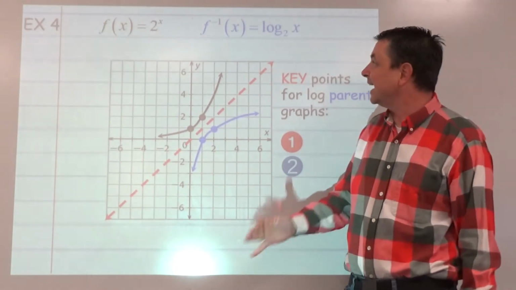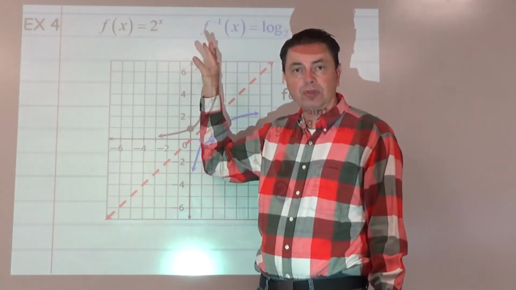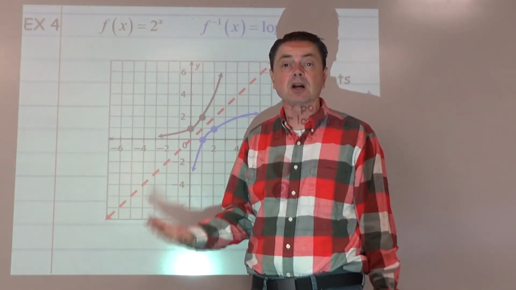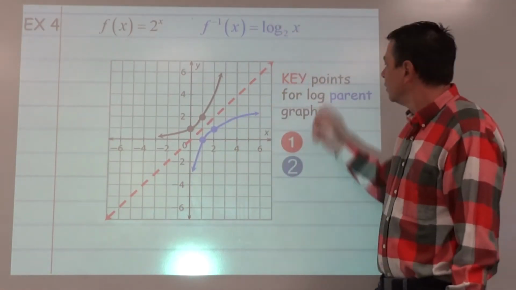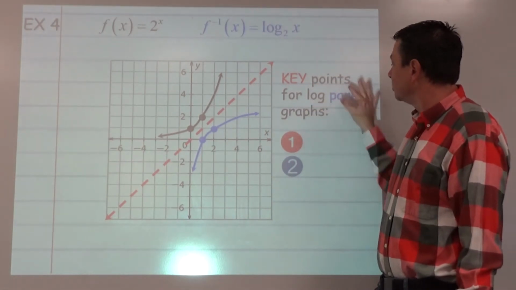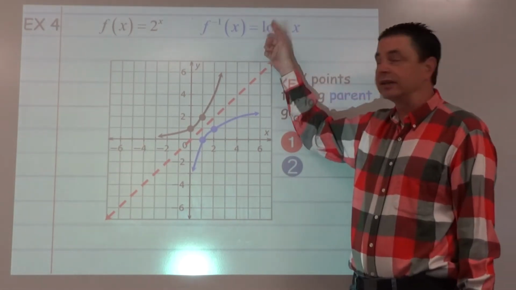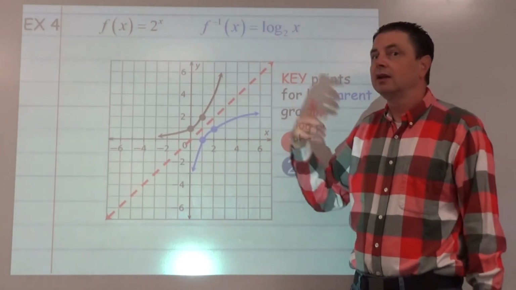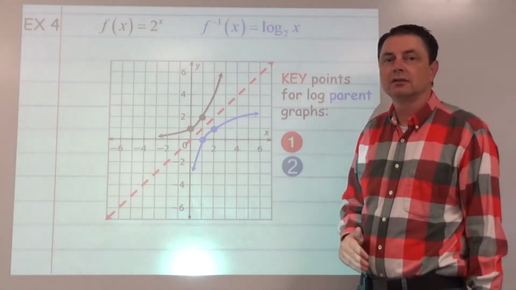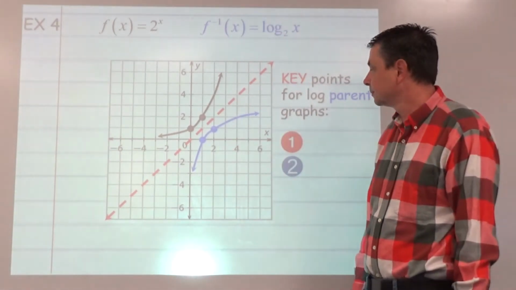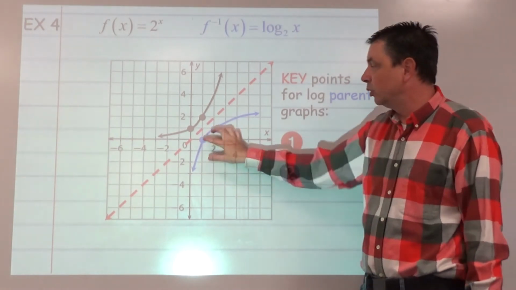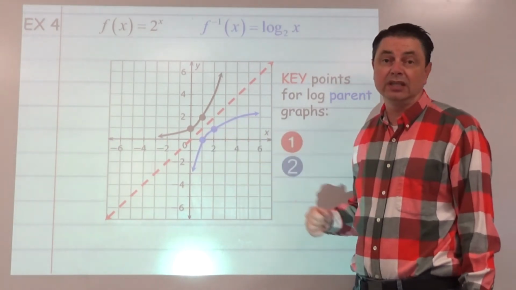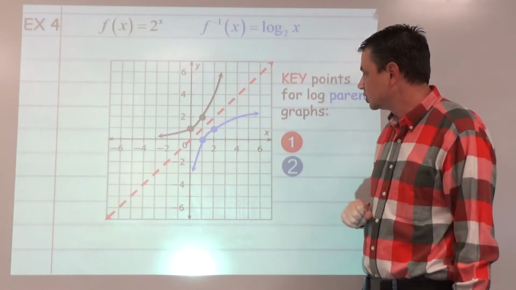Now we don't want to have to graph both every time we want to graph a log graph. So for the key points for the log parent function, which is going to look like this, whether it's log base 2 of x, log base 7 of x, or log base 10 of x, here are the key points that we need. Then we'll talk about the shape.